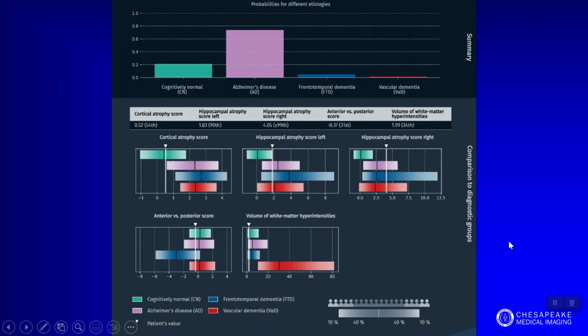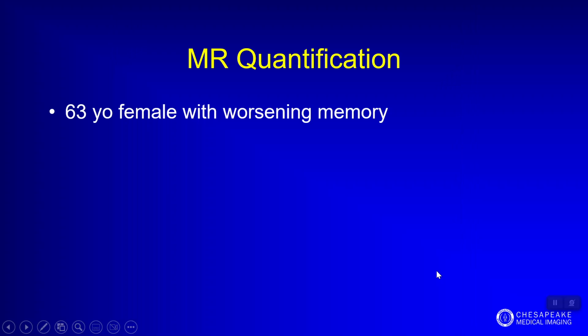In addition, it can perform a differential trend analysis and, among these four categories, assess the relative probability of disease. So in this patient, there is a 20% probability that the patient's cognitively normal and approximately 75% probability that the patient has Alzheimer's disease. And that's predominantly based in this patient on the hippocampal atrophy scores, relative cortical atrophy scores, and absence of white matter disease.